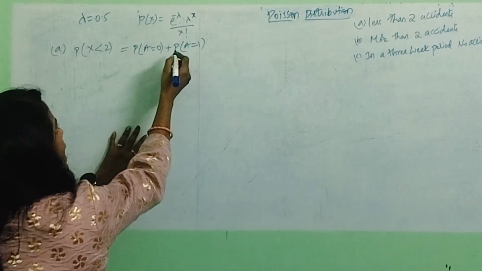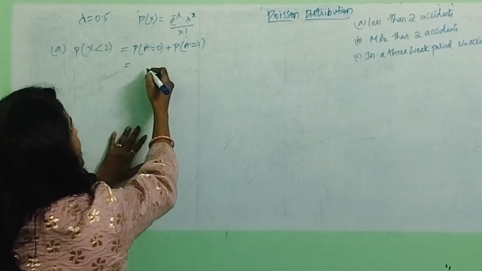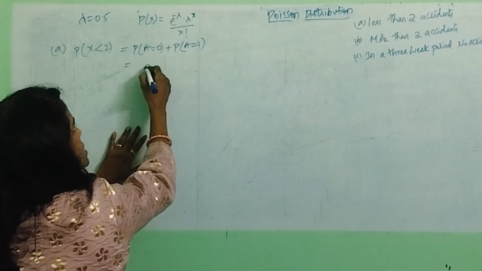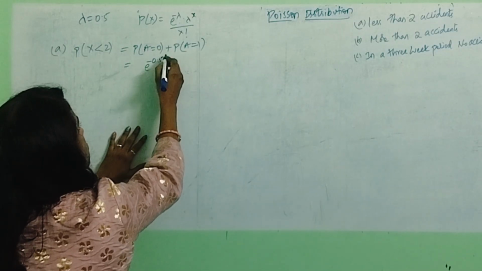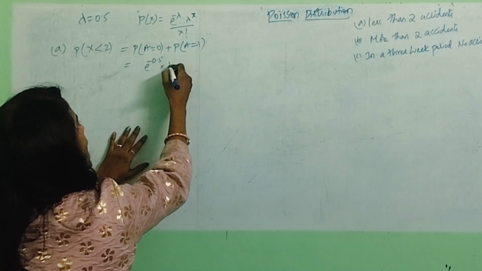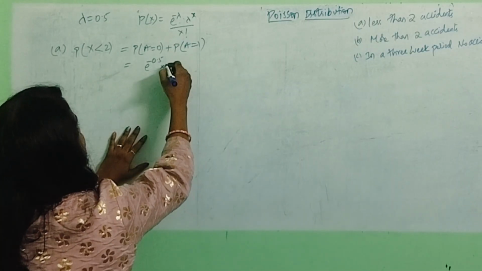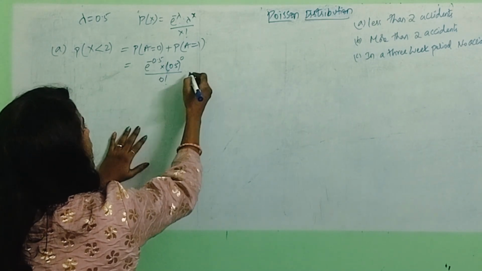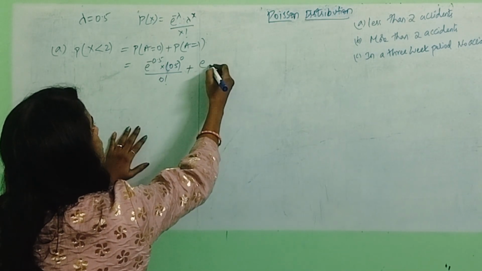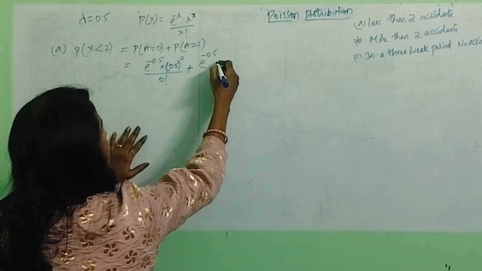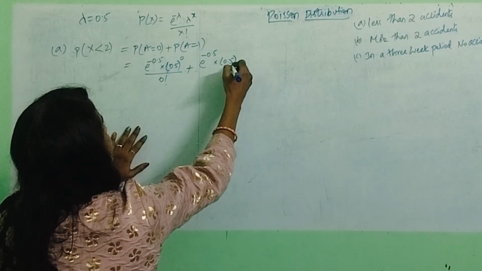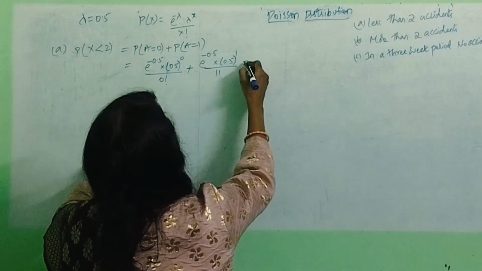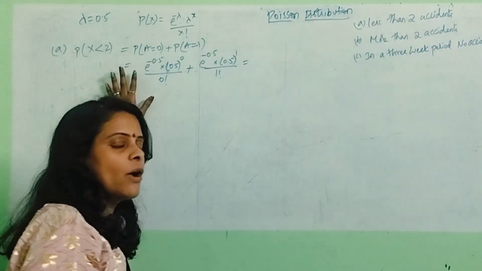First we will calculate P of X equal to 0. How will you calculate it? X will be 0, which means e power minus 0.5 into lambda power x. What is lambda here? Lambda is 0.5. So 0.5 to the power 0 by 0 factorial, plus e power minus 0.5 into 0.5 to the power 1 by 1 factorial. So what is this value? That is e power minus 0.5.